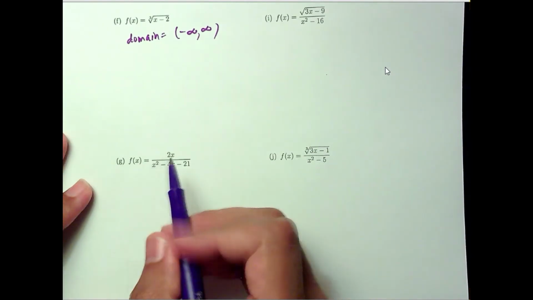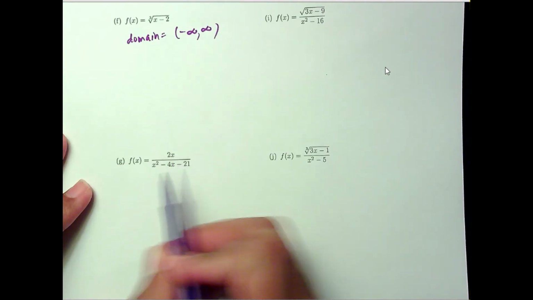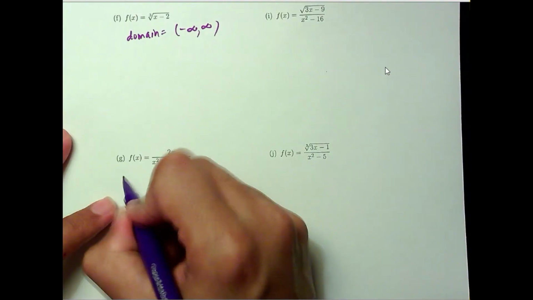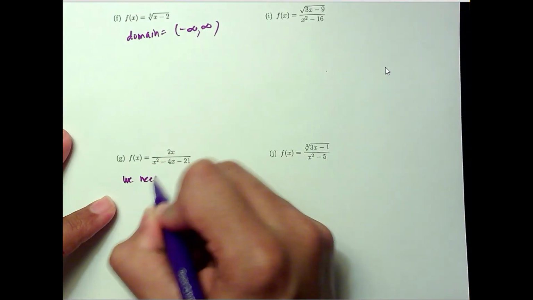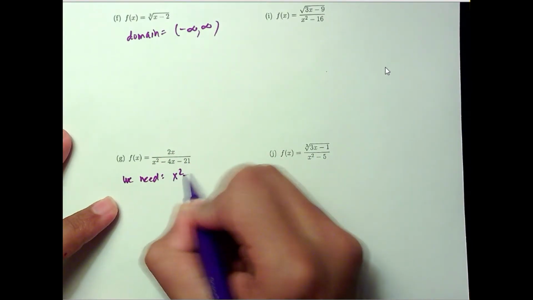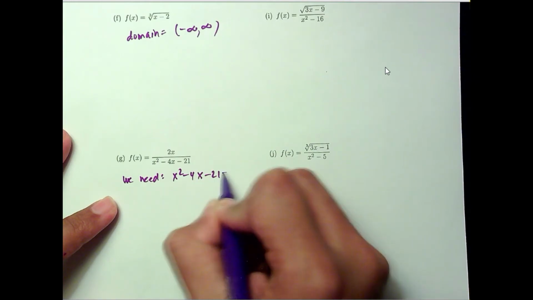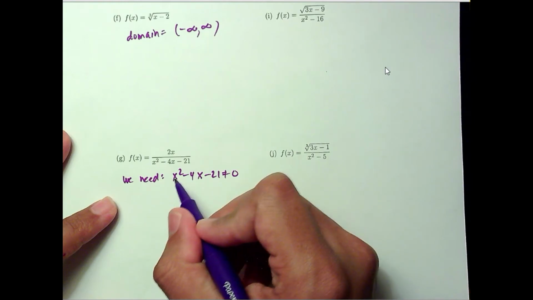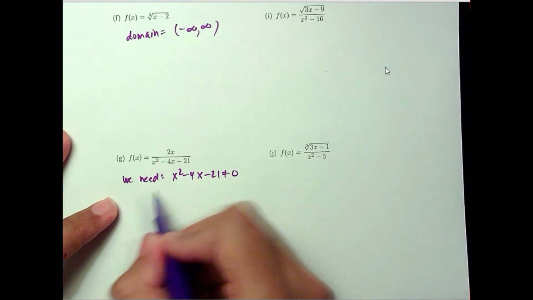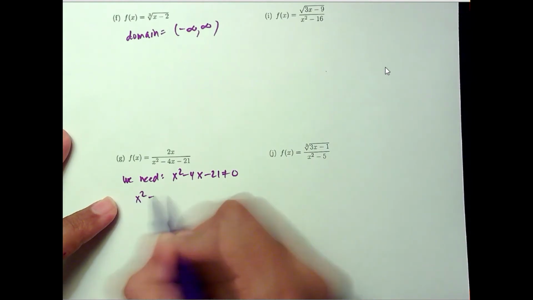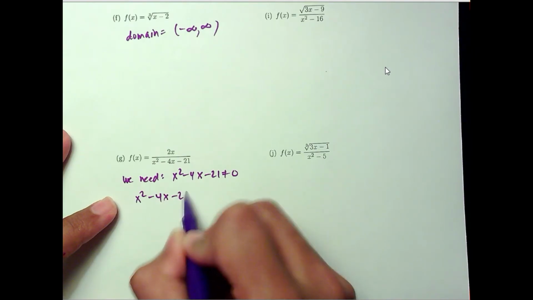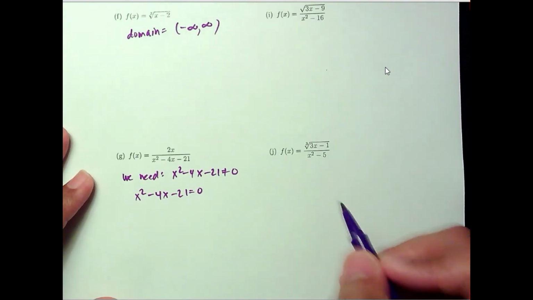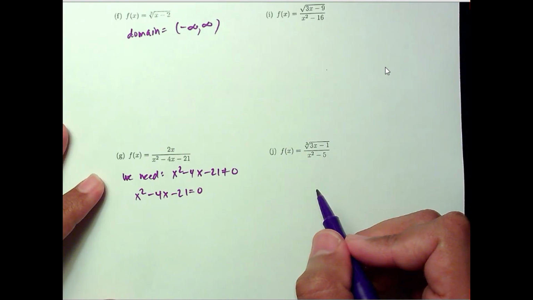There are fractions. There's a denominator here that has variables. So that means we need the denominator to be not 0. It cannot be 0, because division by 0 doesn't make any sense. But the way you do this is you do the opposite: you set it equal to 0, and then you solve that equation.